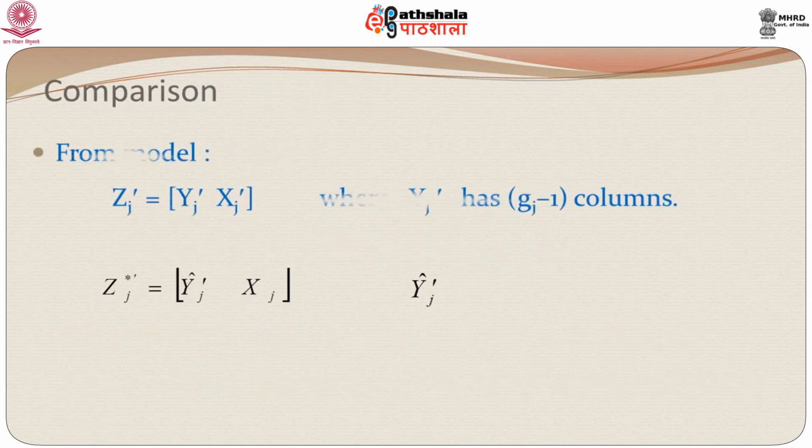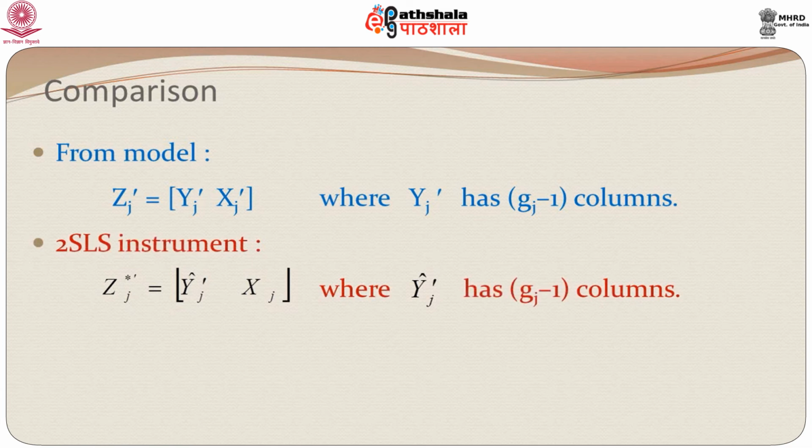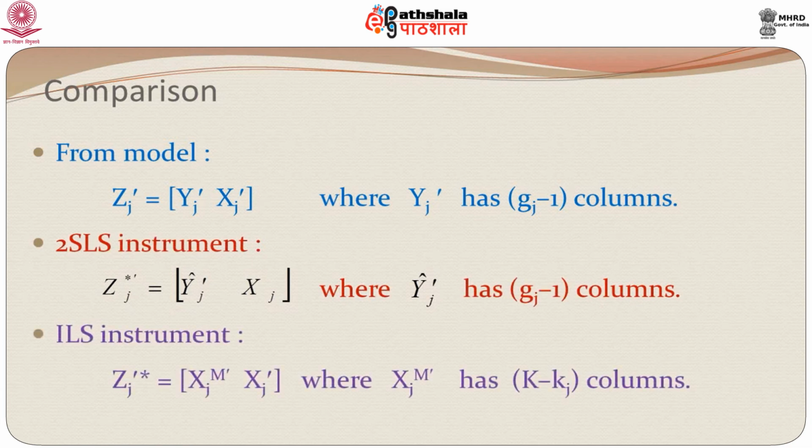A comparison. From the model, we have Zj as Yj xj, where Yj has Gj minus 1 columns. These are the columns which create a problem, because these are correlated to the errors. On the other hand, in the 2SLS, we replace the Yj's by the Yj hats, where again Yj hat has Gj minus 1 columns. So, now we have the Yj hats independent of the errors, and hence the estimator becomes consistent.